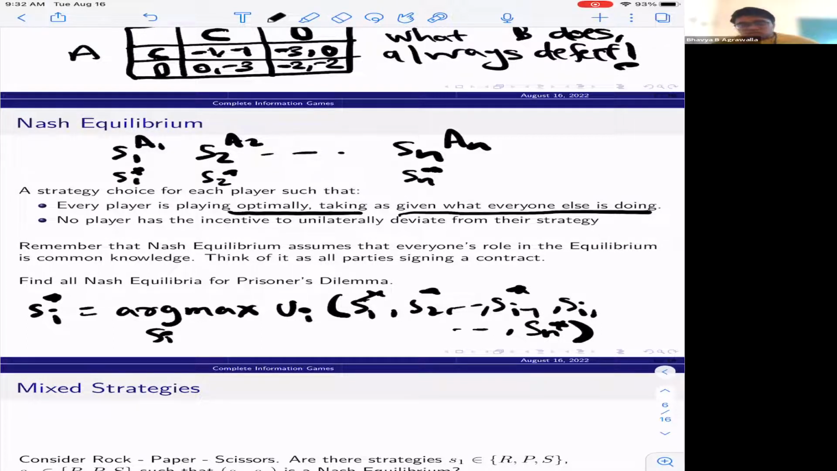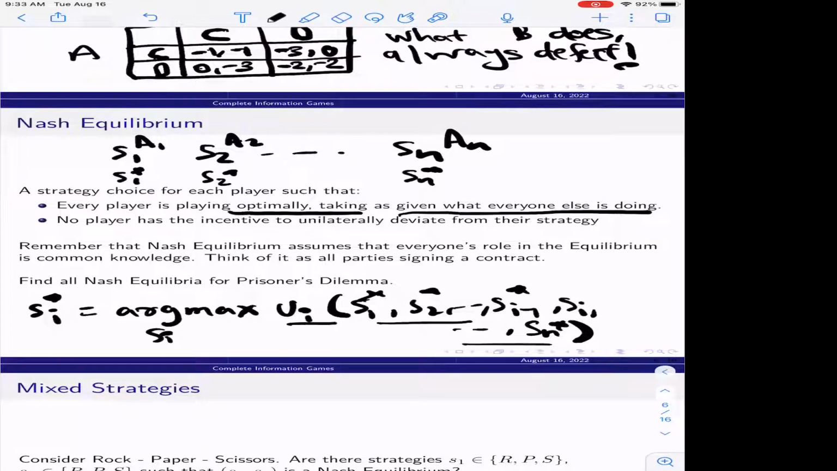What is R max? Yeah, so R max is the argument which maximizes this function. So given that other players are sticking to their role in the Nash equilibrium, the ith player is playing the optimal. But like the player we are trying to play, is he playing optimal or not?